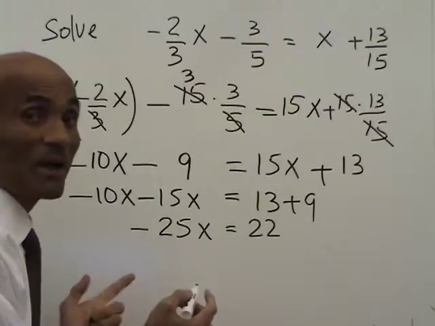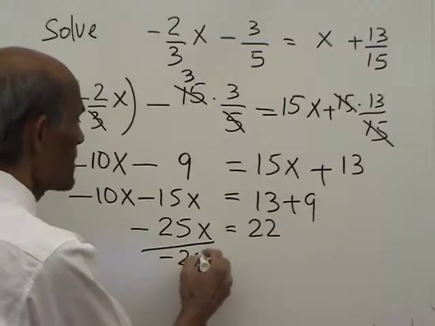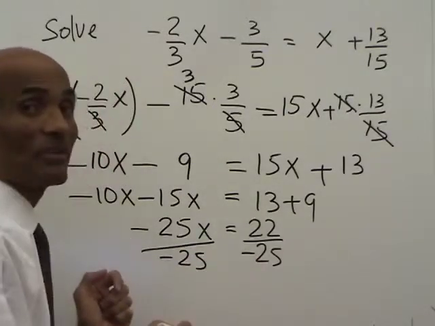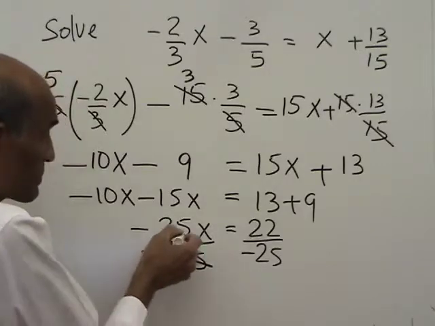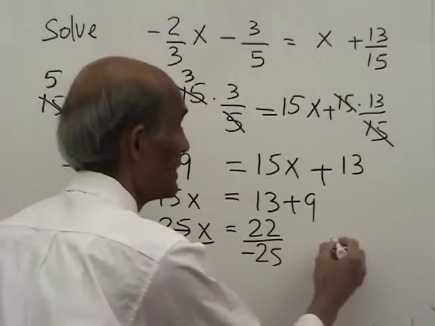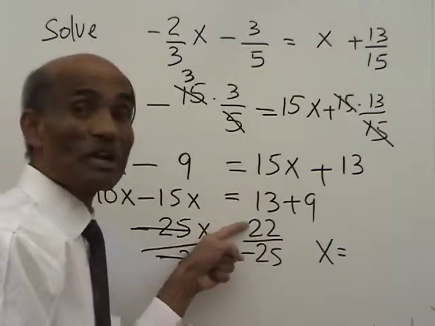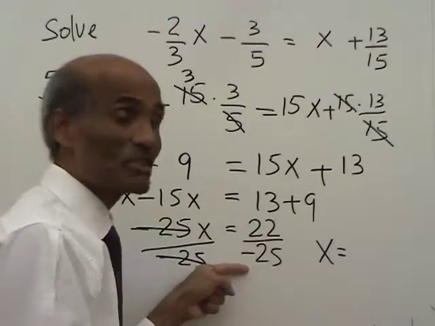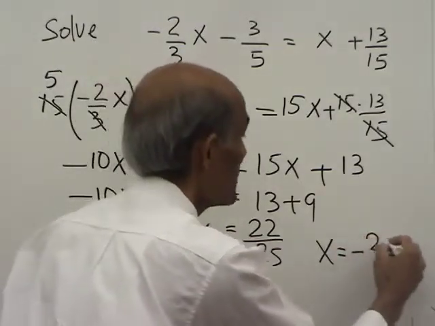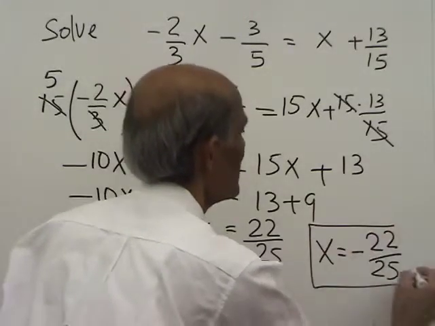Divide both sides by negative 25. On the left, negative 25 will go. What's our answer? We get x equal to, numerator is positive, denominator is negative, so the answer becomes negative. Negative 22/25 is the answer.